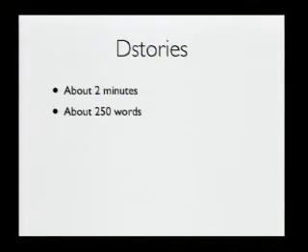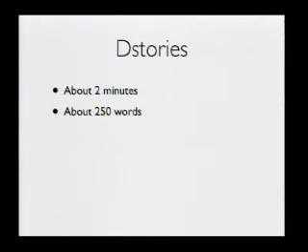So, what is a D-story or a digital story? First thing is, it's under 2 minutes. It's brief, it's short. It's about 250 words, and this is really important. That length, 200, 250 words, is manageable. Children can write them, disadvantaged people can write them. It's not a hurdle to write 200 words.